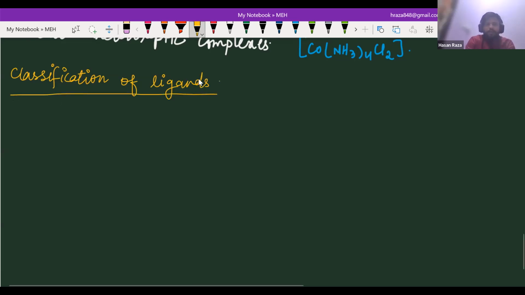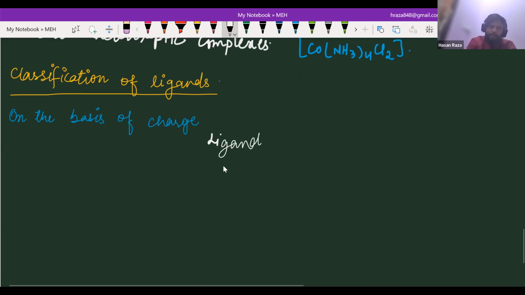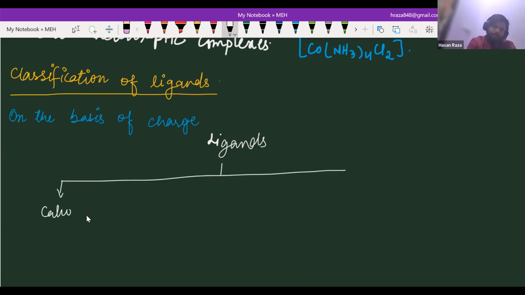So what is the classification, how are we going to classify it? The first is basically on the basis of charge. On the basis of charge, ligands are classified into three types. The first one is cationic. The other one is neutral, which has no charge. And the third one is anionic.